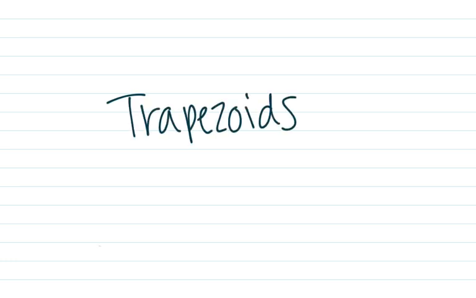Hello everyone, Miss Meek here, and today we are going to talk about a shape called trapezoids. And we're going to talk about how to find the area of trapezoids.